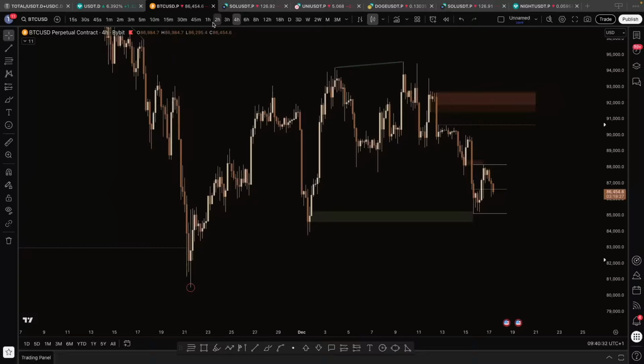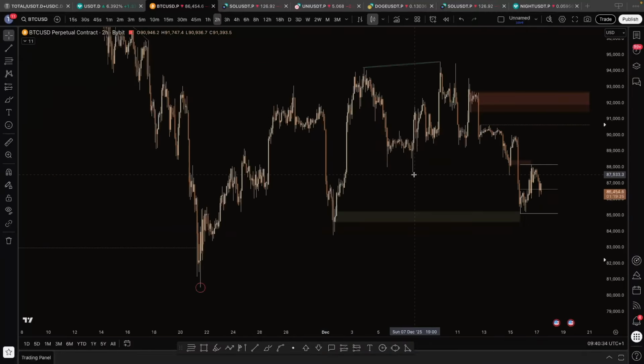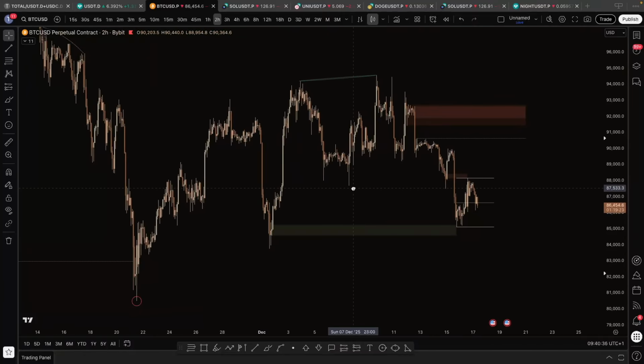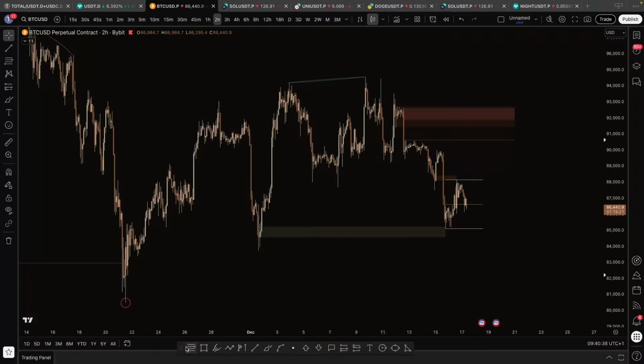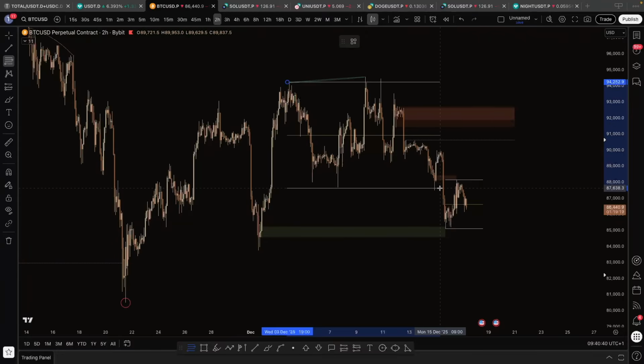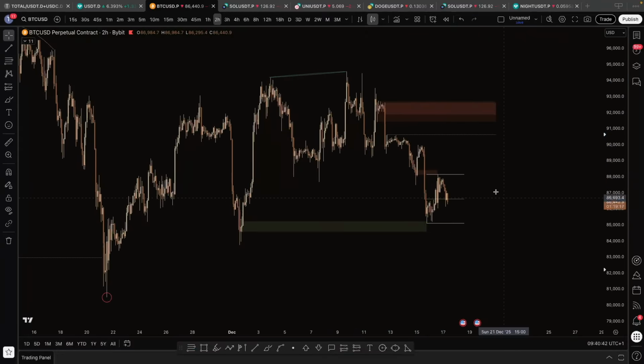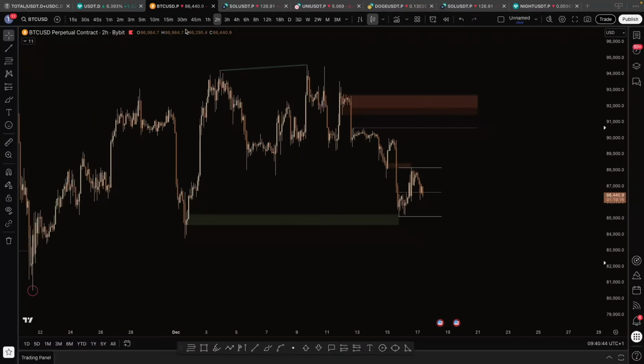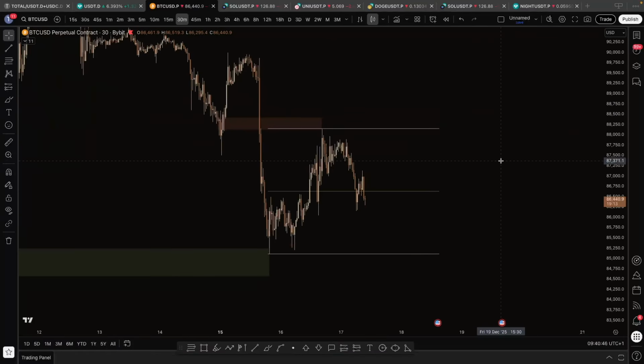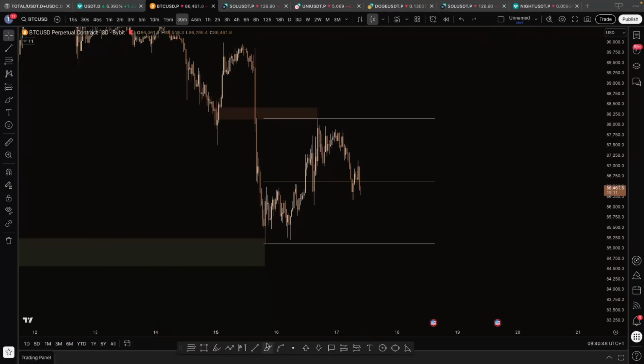So guys, of course, we have completed this distribution schematic. So this was the distribution schematic. We completed it, and right now we are forming a range. And when I go on a bit lower time frame, you can see we did this very nice sideways price action. So this is an awesome range to watch for, but nothing more than that.